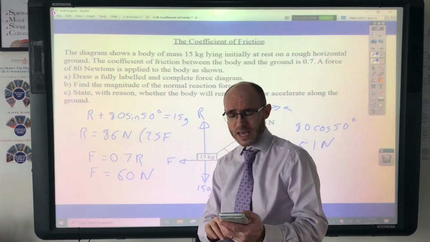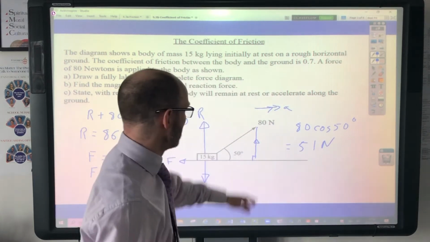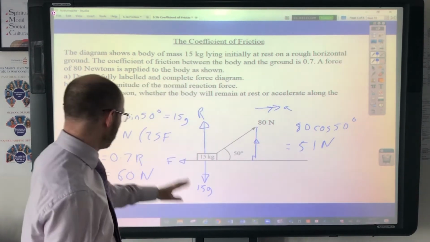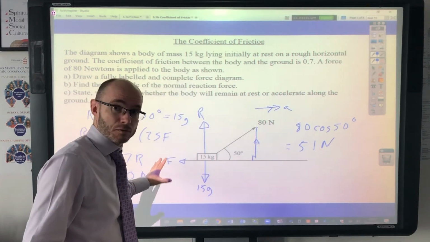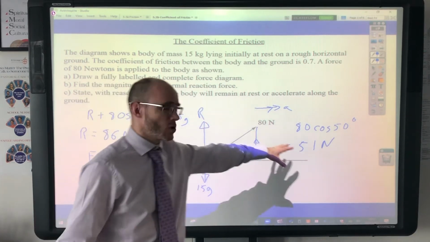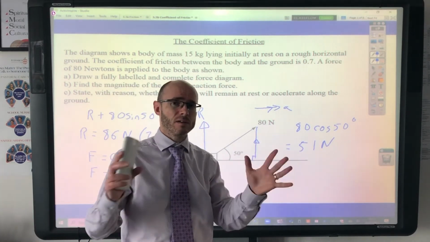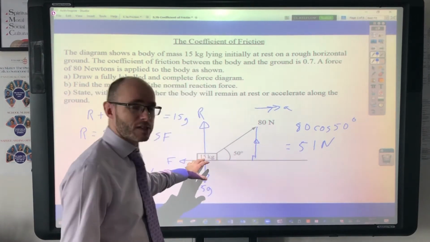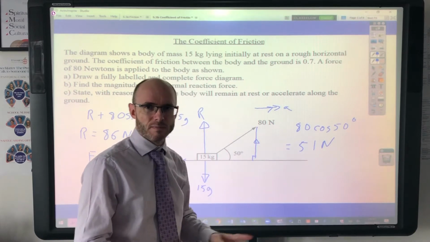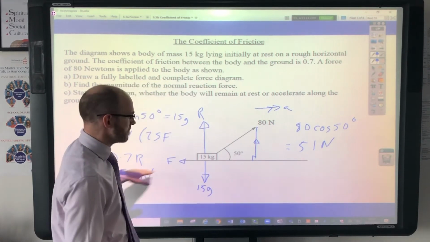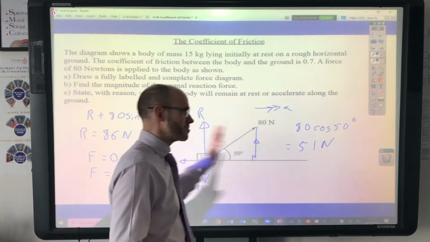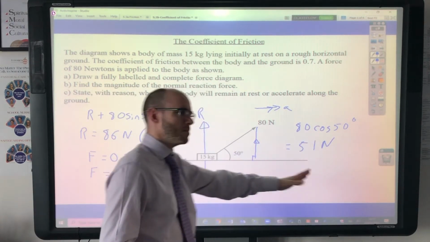So here you can see, I hope, that this pulling force is 51 newtons. This maximum resistive force, the frictional force we call it here, is 60 newtons. Therefore, this is not going to be enough. In reality, of course, the surface will generate enough friction so that it can't move. So what it's going to do is it's going to be exactly the same as that, because obviously the frictional force is never going to be greater than this pulling force.